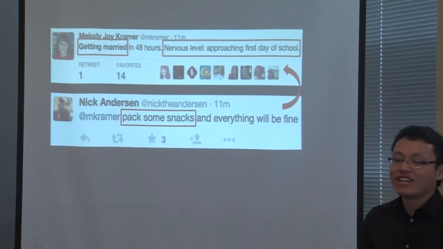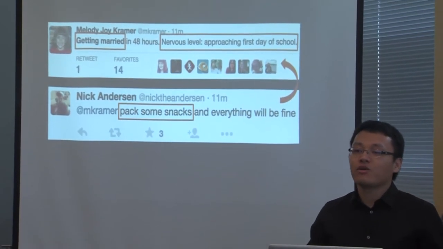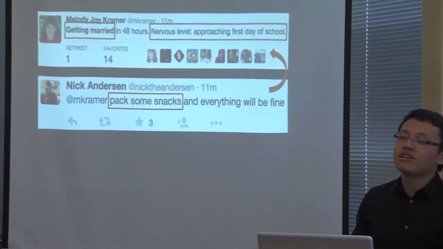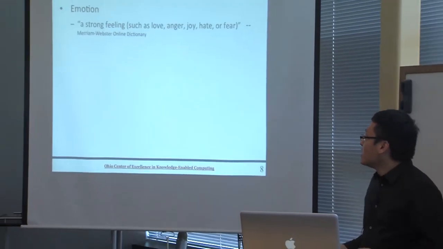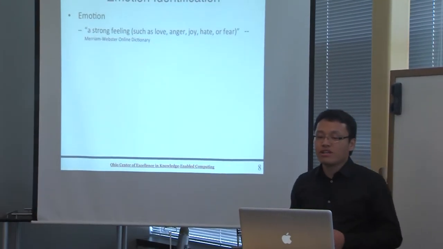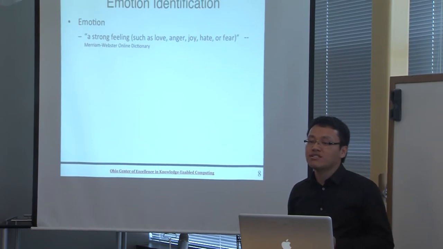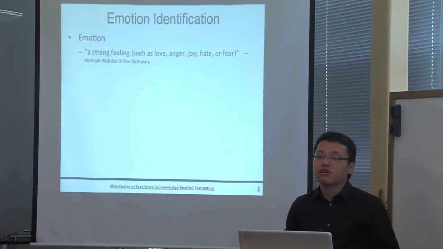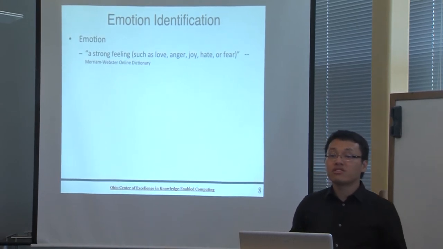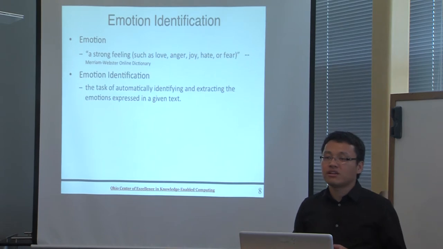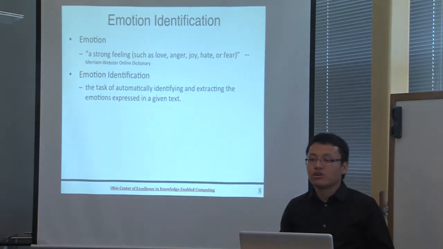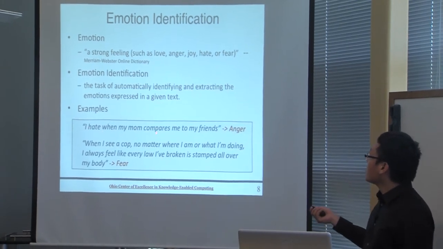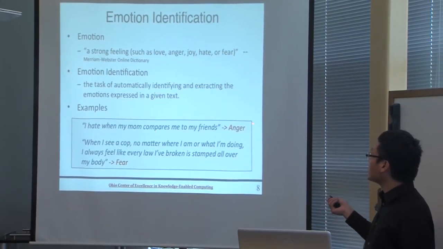So, okay, I've given you motivations for why I should work on emotion identification. Now the question is, what is emotion? What is emotion identification? Emotion is a strong feeling. It can be love, anger, joy, sadness, so different types of emotions. And emotion identification is where we want to identify a person's emotion from the person's text. To give some examples: here, I hate when my mom compares me to my friends. So this is anger, right?